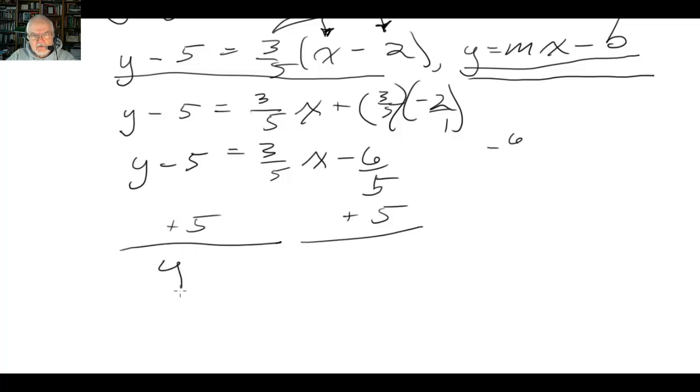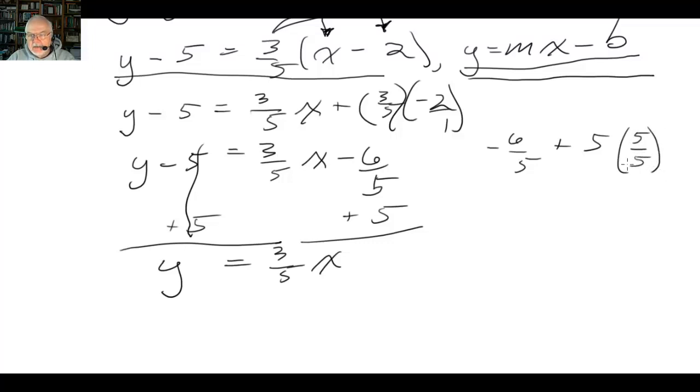Well, this is easy over here first. Let me do the easy part first. I always like to do easy stuff first. And this is not going to change. Still going to be 3/5 x. Now I have minus 6/5 plus 5. Well, alright, I cannot add them or subtract them unless they have the same denominator. The denominator is 5, so I'm going to multiply the denominator times 5 and the numerator times 5. That's going to leave me with the denominator of 5, so I can then add them.